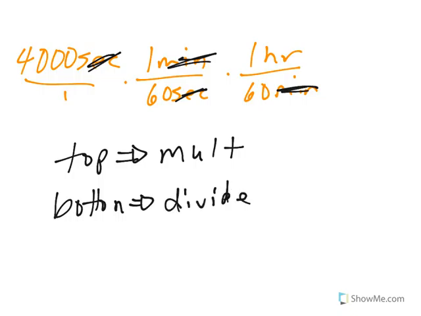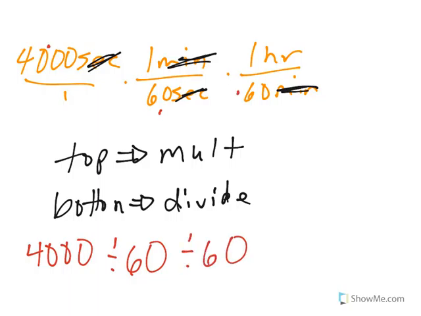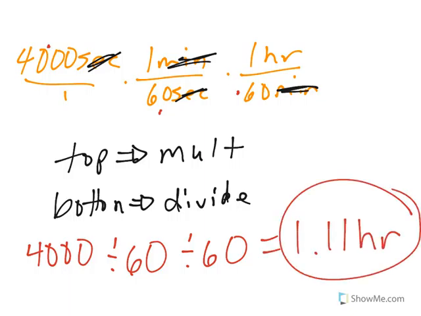So you would start with 4,000, because that's your starting point. Look at your next fraction, 60 is in the bottom, so you would divide by 60. Look at your next fraction, 60 is in the bottom, so you would divide by 60 again. So in your calculator, if you hit 4,000 divided by 60 and get an answer, leave it in your calculator, hit divide by 60 again, you will end up with the same 1.11 hours.